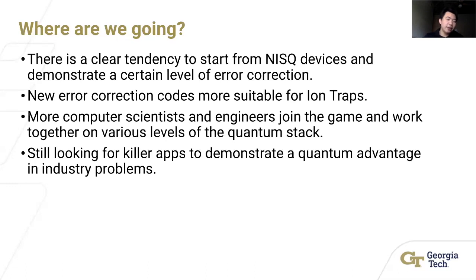At least to me, I think nowadays, in recent years, there's a clear tendency: people want to start with NISQ devices and demonstrate a certain level of error correction, mostly on superconducting qubits. And now people are gradually bringing in new error correction codes, more suitable for ion traps. It's great, very happy to see many computer scientists and engineers join the game and keep improving the quantum stack. It's very exciting to see that.